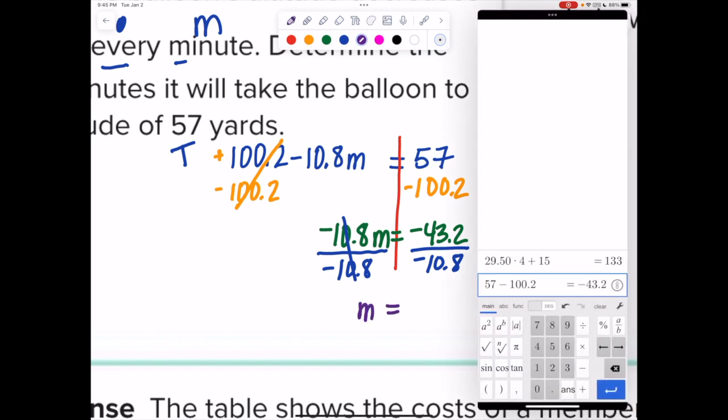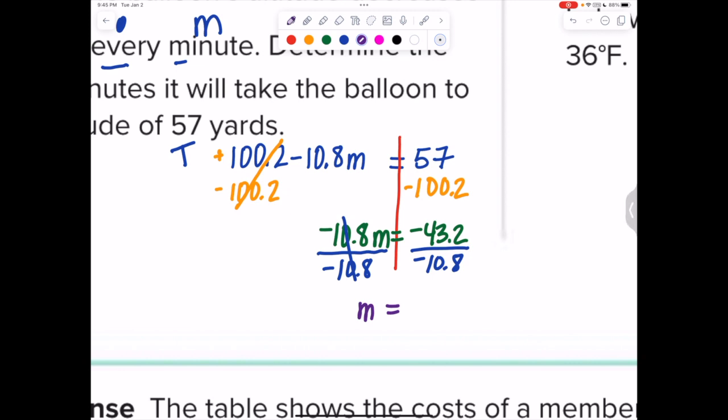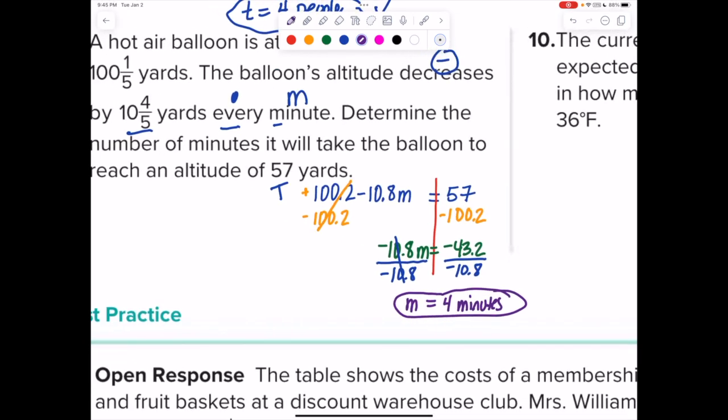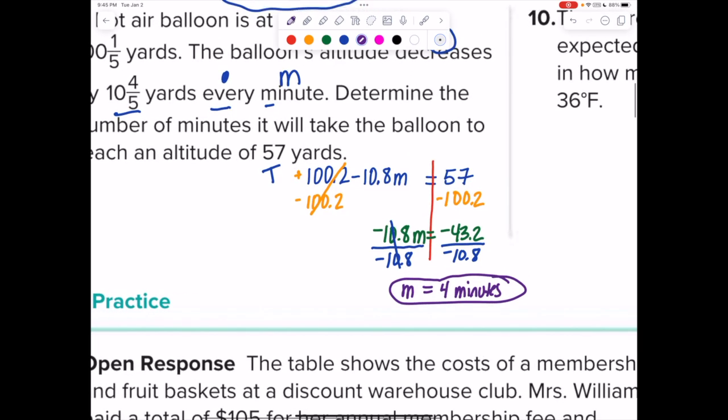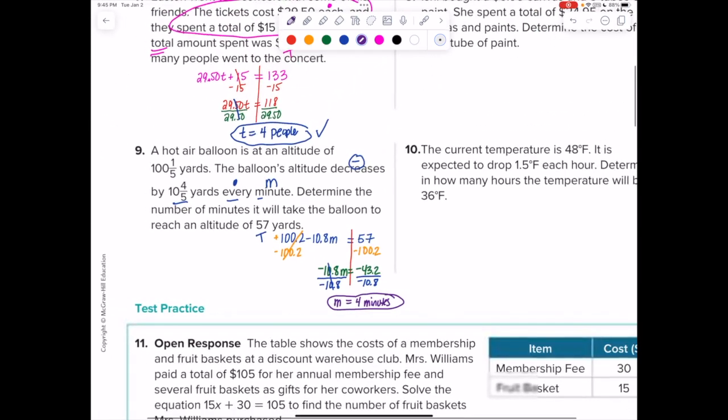Let's go ahead and do this division. So I'm going to hit enter, and then hit answer divided by 10.8, which I actually know is negative. So let's go ahead and put in the negative here too. There we go. So we end up with a positive 4 minutes. Okay. And you're all set. So how many minutes will it take the balloon to reach? 4 minutes. Okay. And there you go.